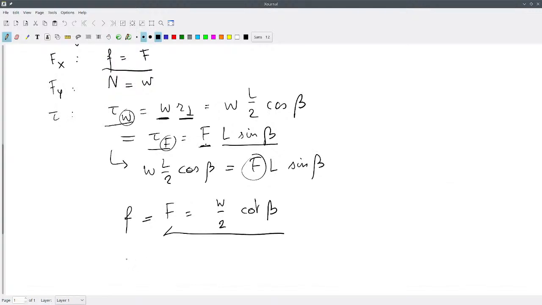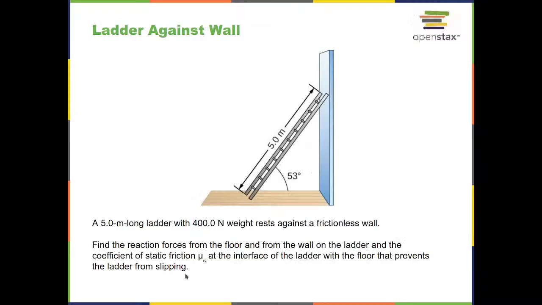And then our normal force of the floor is equal to the weight, right? So now we have all of our forces determined. We have our force of friction determined just in terms of the weight and the angle beta. We have the normal force determined just in terms of the weight, and so on. All of our quantities are determined. So then let's go back to the actual question. What is the minimum coefficient of static friction at the interface of the ladder with the floor?